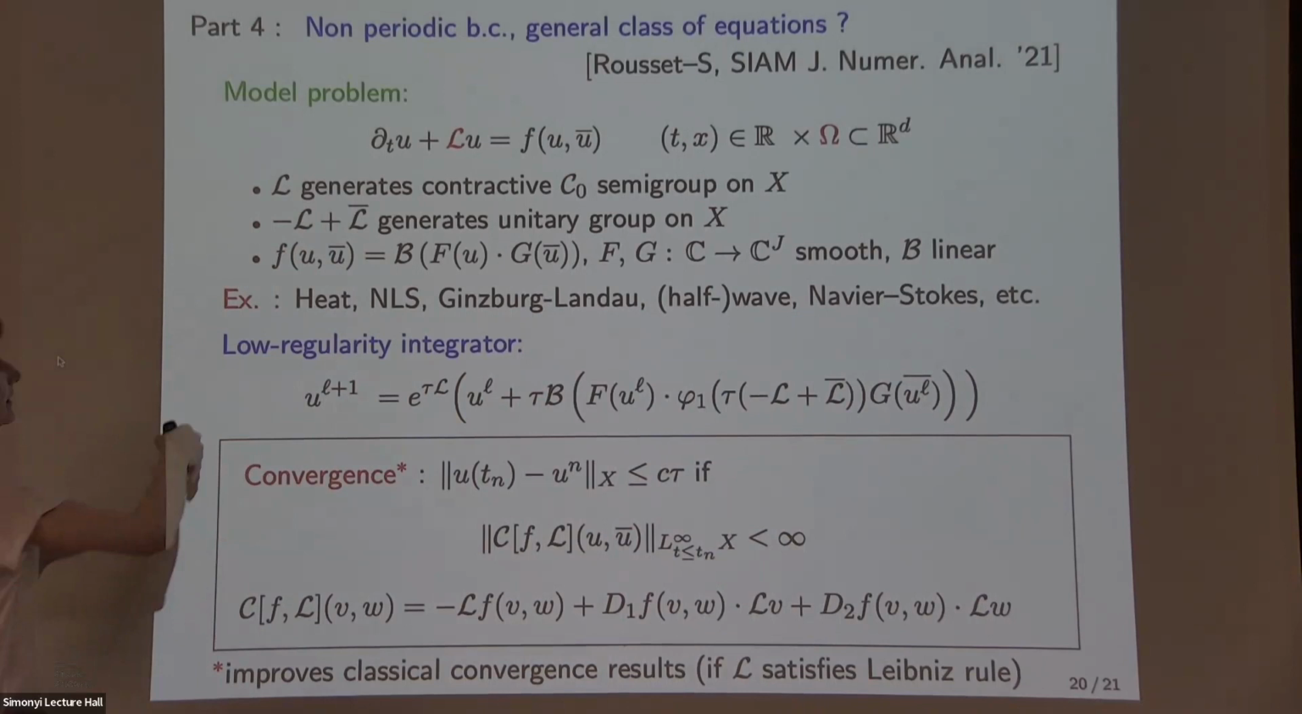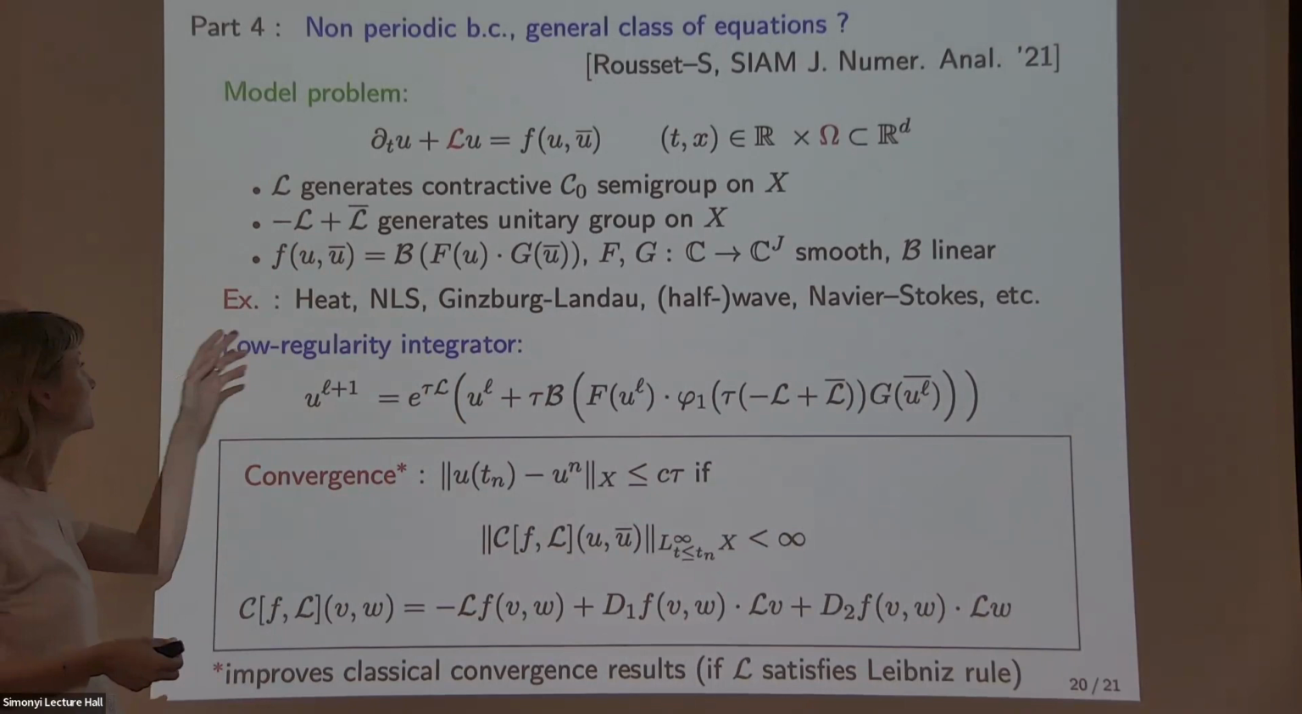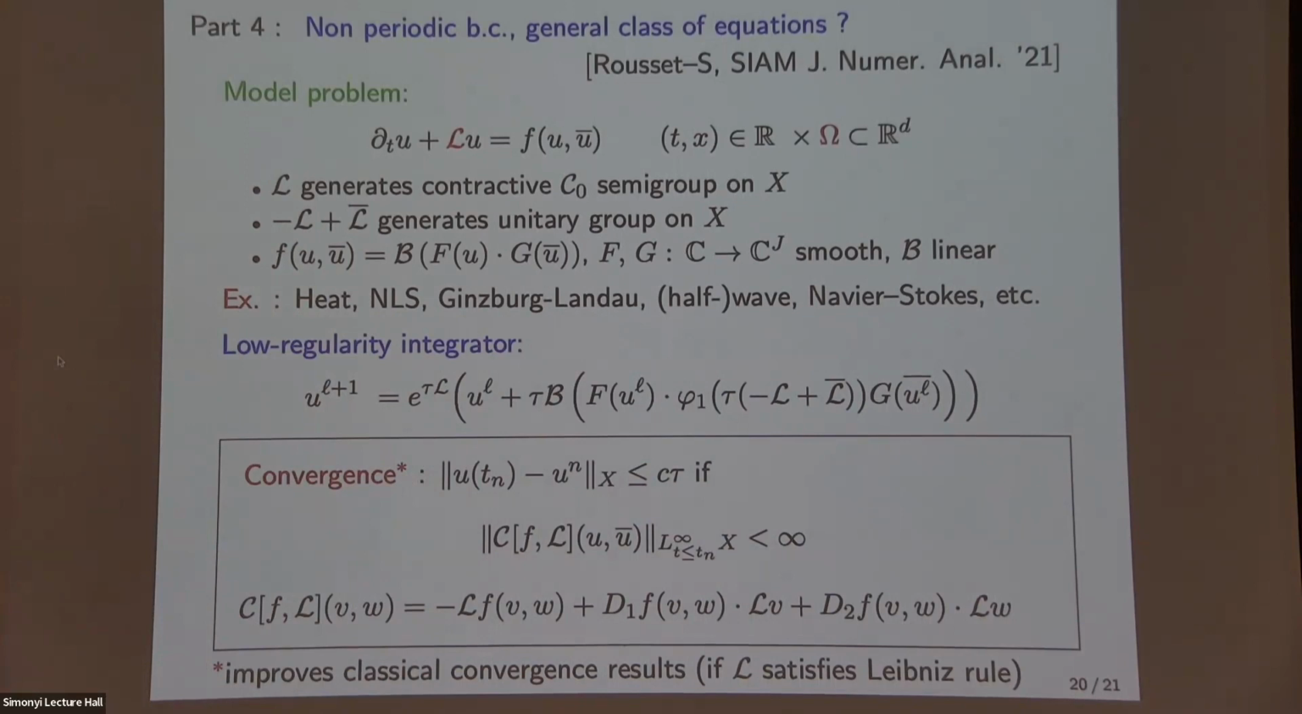What we look at more closely are the heat equation, NLS and Navier-Stokes. And then you can improve the regularity assumptions compared to classical schemes. Basically, you can always get something better with this low regularity integrator if you have some kind of Leibniz rule for your underlying model. Okay, so this is all I wanted to say.